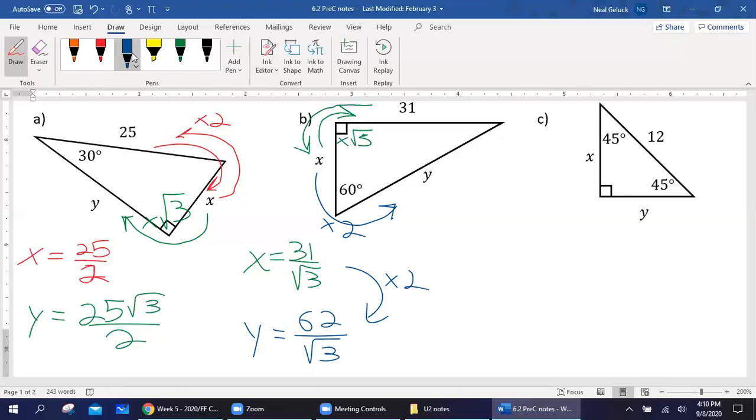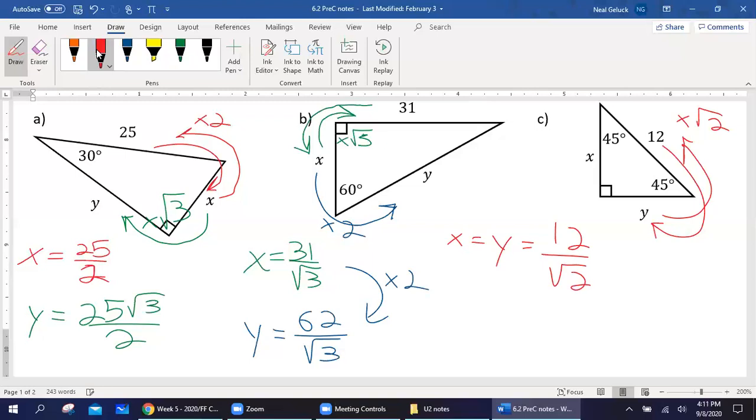Letter C looks at the 45, 45, 90. The only rule with that was to go from either leg to the hypotenuse, we multiplied by root 2. So to backtrack, I'm going to divide by root 2. This will be for x or y. So x and y are the same, and it's going to be 12 divided by root 2. Now on this particular one, rationalizing the denominator actually will make it simpler.